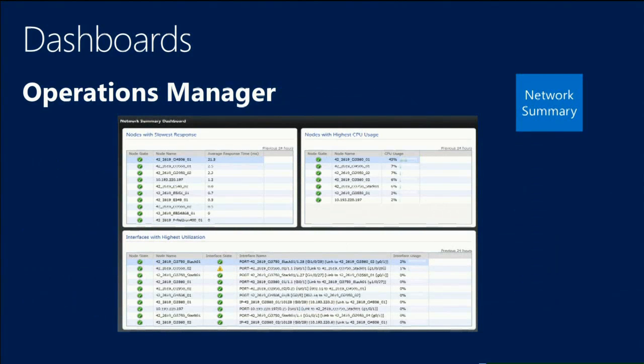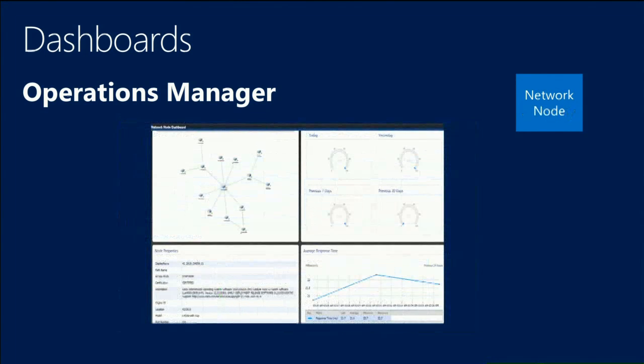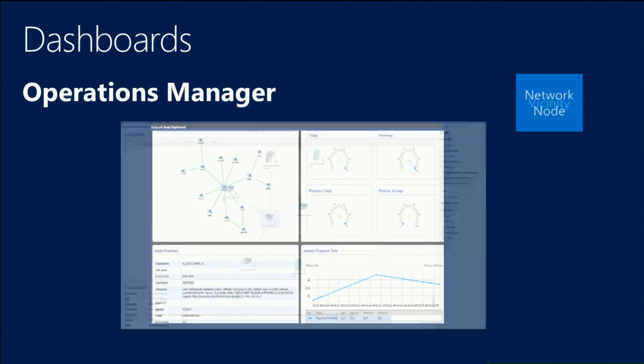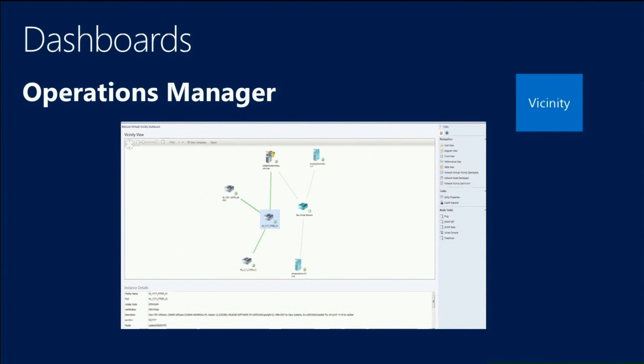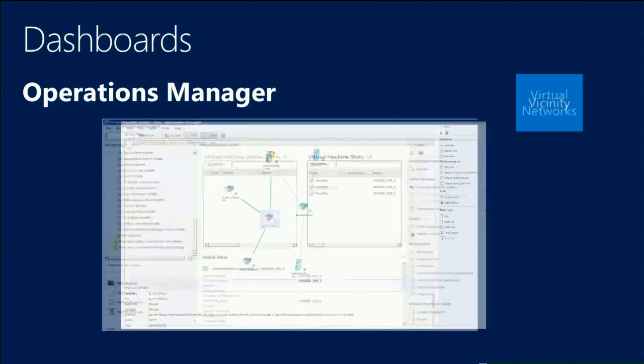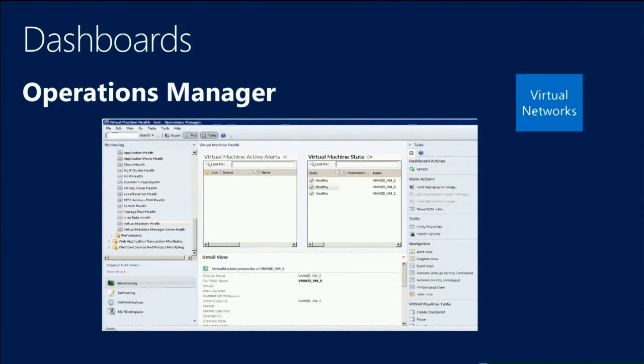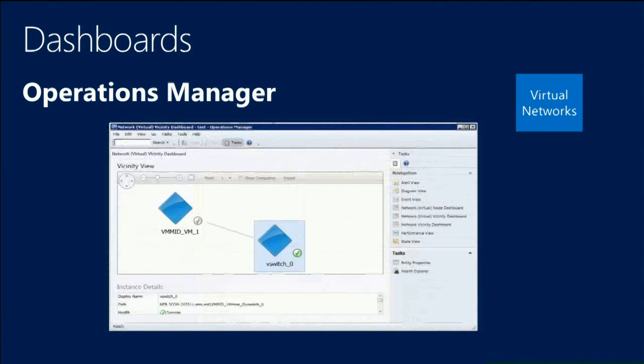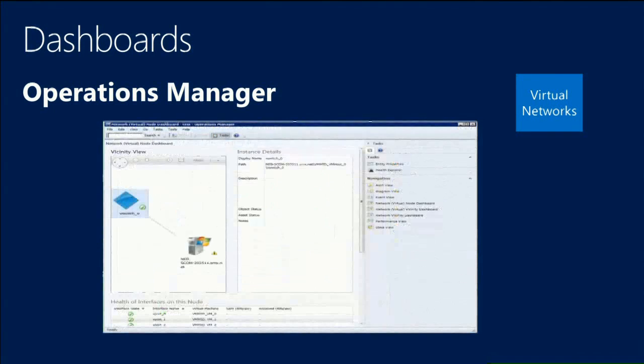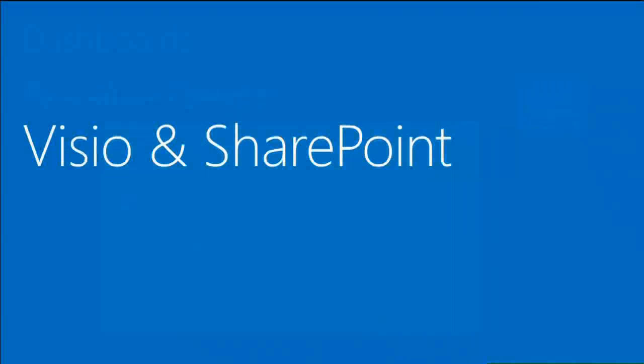So this would be your network summary. You'd see an overview of the nodes with the slowest response, the nodes with the highest CPU usage, and also the interfaces in your environment with highest utilization. A specific network node, which we just saw, the vicinity view, availability, summarizations, some of the properties and average response times. Vicinity view, individually, we could map from server to virtual switch, and also have a look like we just saw with the Operations Manager connector, get status back of your switch, and the host associated, etc.